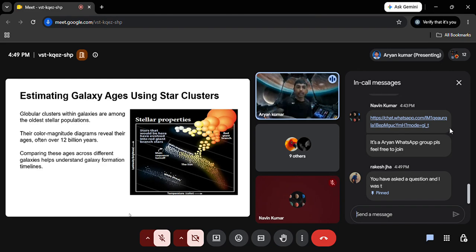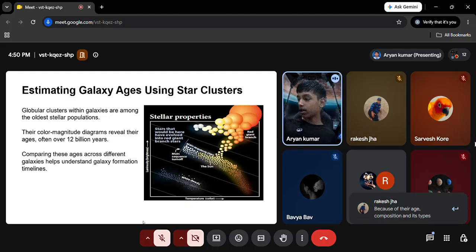Globular clusters within galaxies are among the oldest stellar populations. Their color and magnitude reveal their ages, often over 12 billion years. Comparing these ages across different galaxies helps us understand galaxy formation and timelines. You can also use the star cluster concept for the question I just asked: by different types of stars that aren't normally observed in our galaxy, and their trajectories, we can figure out if that galaxy got hit by something else in the past.